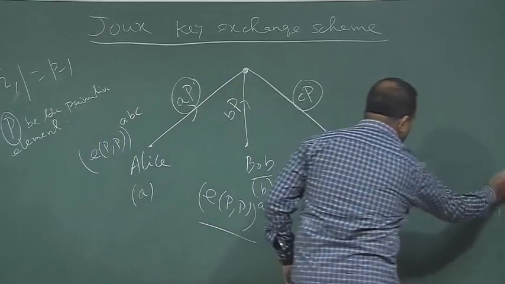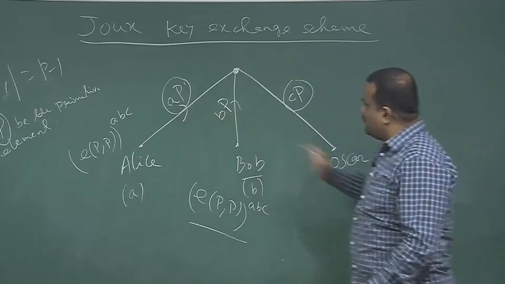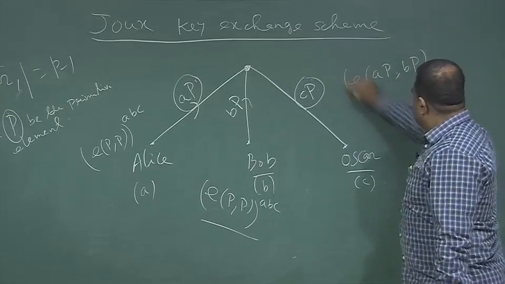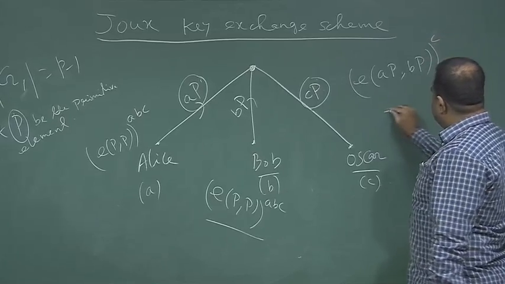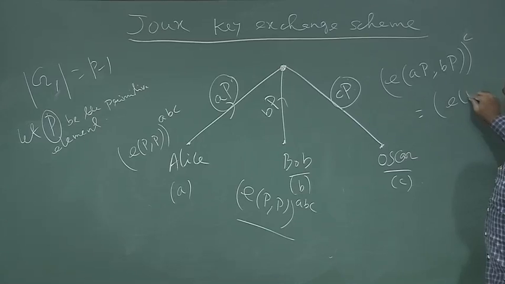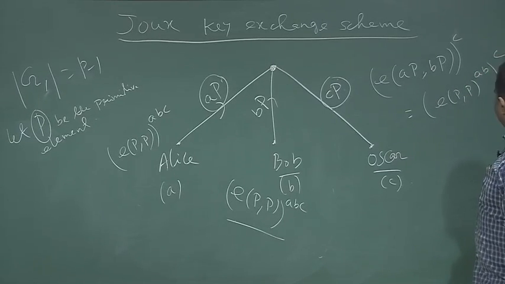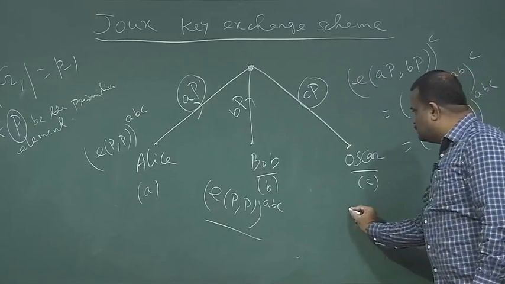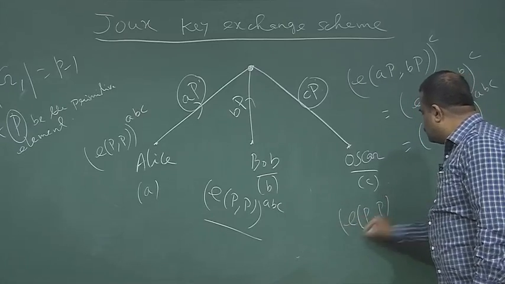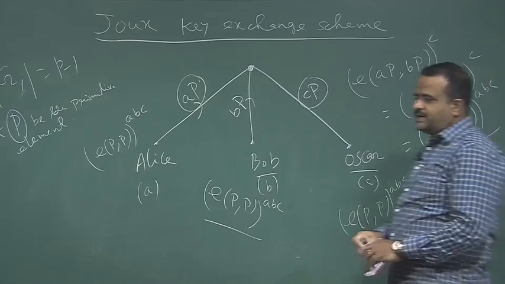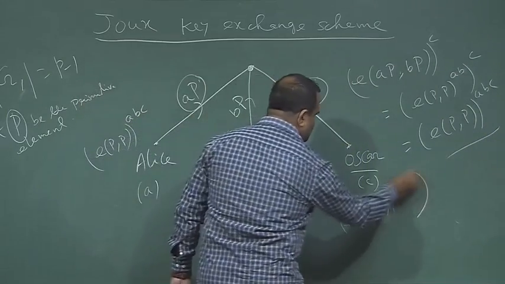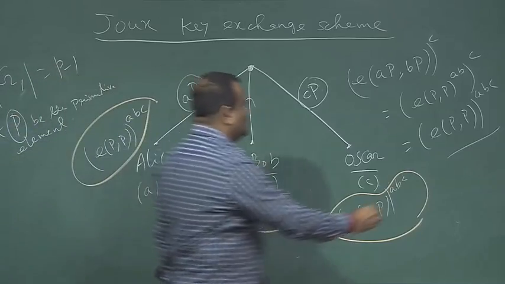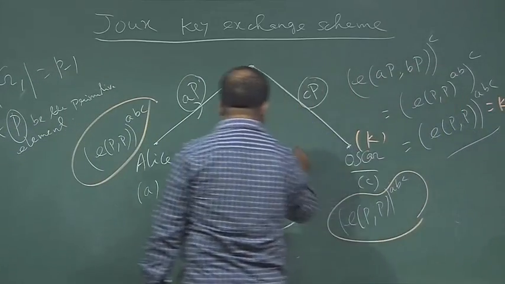Now, what will Oscar do? Oscar receives AP and BP from Alice and Bob. Oscar will compute e(AP, BP) to the power C, because Oscar has the secret C. This is e(P, P) to the power AB, to the power C, which is e(P, P) to the power ABC. So now Oscar also has e(P, P) to the power ABC. This is the secret key shared between these three parties. If this is k, then k is agreed between the three parties.